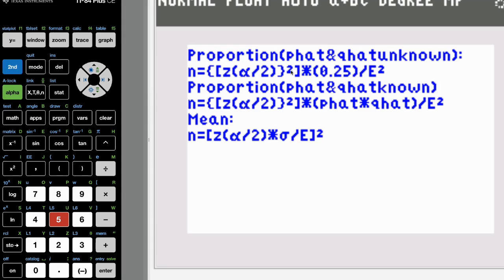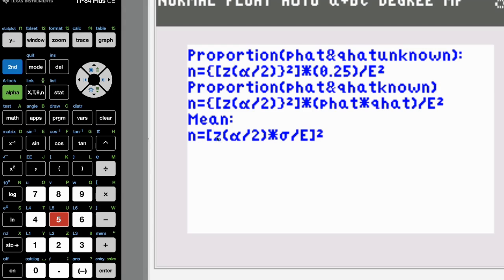That's usually in some kind of table you guys have in the back, front, or middle of your textbooks, times 0.25 over e squared. We usually just use that 0.25 because we assume p hat and q hat are unknown. We're just going to assume they're both 0.5, so you multiply them together, 0.5 times 0.5 is 0.25. So for a proportion where p hat and q hat are known, it's a little different: it's going to be p hat times q hat here, and just put in the actual values you have for your p hat and your q hat over e squared.